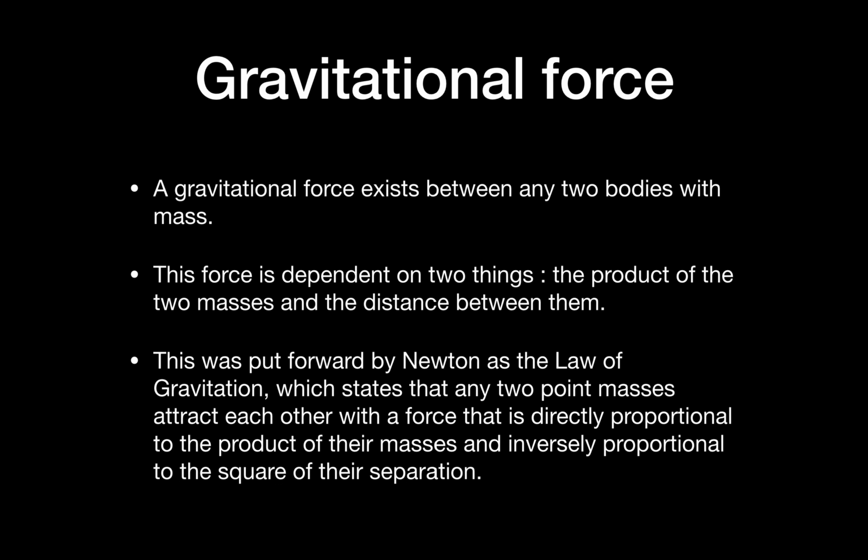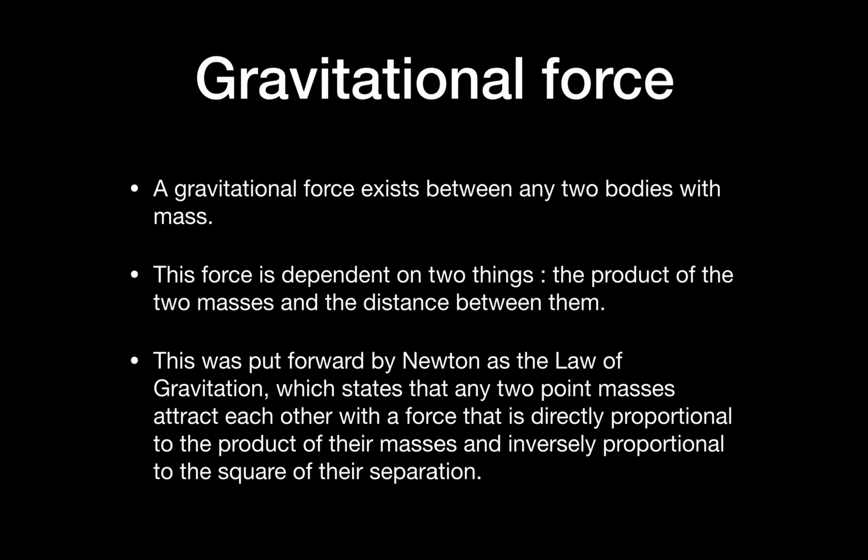So we first talk about gravitational force. As we already know from our previous knowledge, a gravitational force exists by the property of mass. Any two bodies with intrinsic mass will exert a gravitational force on each other. This force is essentially dependent on only two things: the product of the two masses and the distance between them. So Newton put this forward as the law of gravitation, which states that any two point masses attract each other with a force that is directly proportional to the product of these two masses, but inversely proportional to the square of their separation.